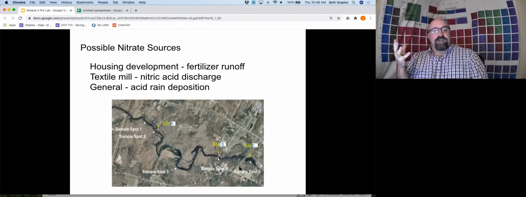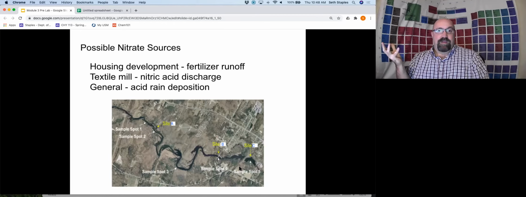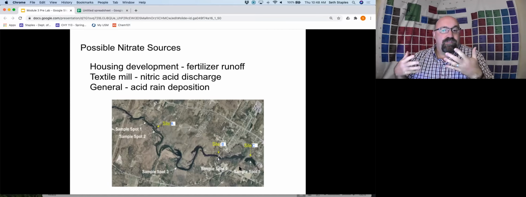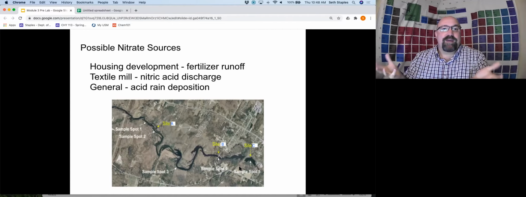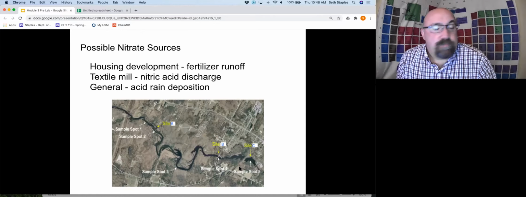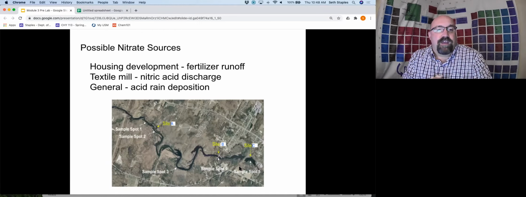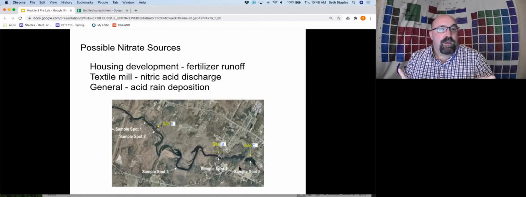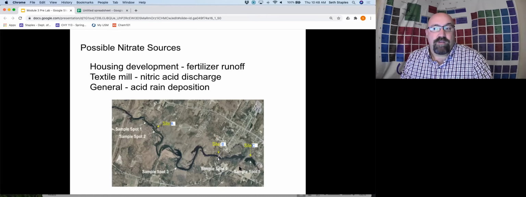And just generally, acid rain, one of the acids that are possibly present in acid rain is nitric acid. And so we might just have some natural acid rain deposition happening, which could lead to some nitrate levels. And so that's why we're taking a look at this today and seeing what role nitrates might be playing in the quality issues that we're seeing along the Green River.